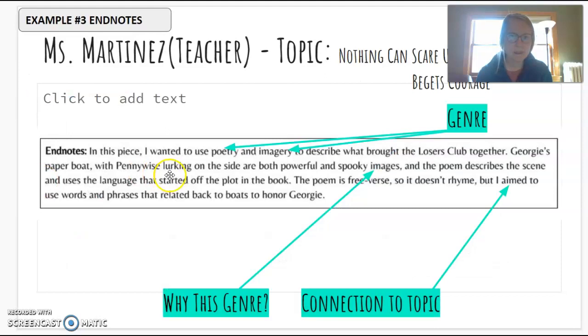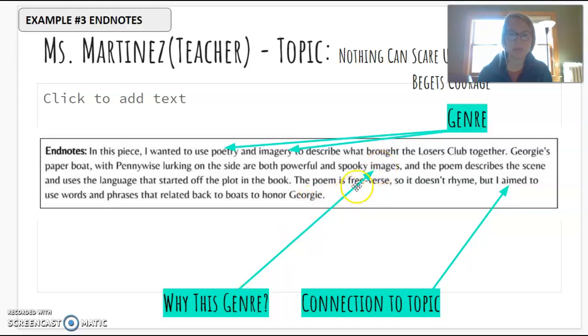Okay, here's Miss Martinez. In this piece, I wanted to use poetry and imagery to describe what brought the Losers Club together. Georgie's paper boat with Pennywise lurking on the side are both powerful and spooky images, and the poem describes the scene and uses the language that started off the plot in the book. The poem is free verse, so it doesn't rhyme, but I aimed to use words and phrases that related back to boats to honor Georgie.